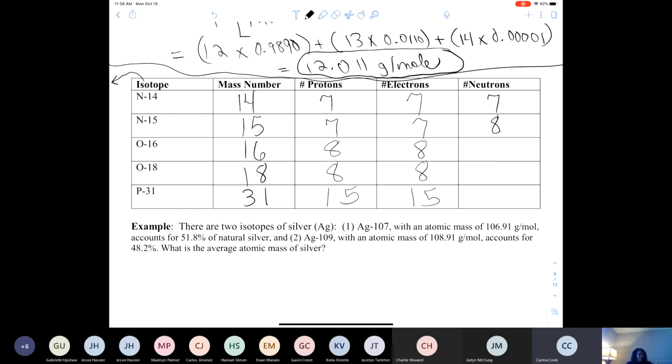from each other. Same thing in comparing oxygen 16 to oxygen 18. Oxygen 16 has 8 neutrons, whereas oxygen 18 has 10. And then phosphorus 31 has 16 neutrons. You obtain that by taking 31 and subtracting 15 from it.